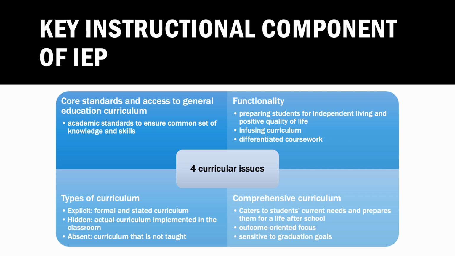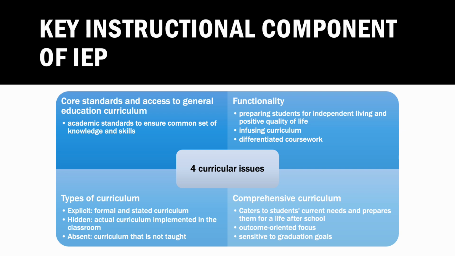The next area is functionality. Functionality is preparing students for independent living skills, making sure that they are learning positive skills to have a positive quality of life, and infusing this curriculum together. So functional curriculum is one focused on adult life outcomes and includes the skills that students need to learn in order to be independent and have those positive life skills and quality of life later in life. So the emphasis is on preparing students for living and working in an inclusive community.